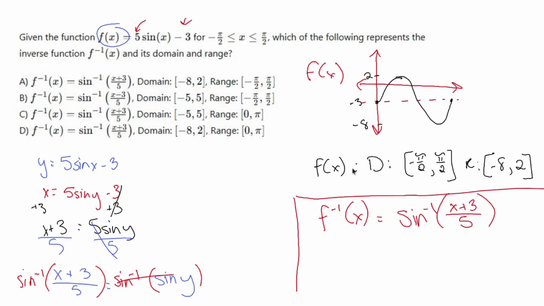Now, when you're given f of x and it has a domain of this and a range of that, swap them. So the domain is now that, and the range is now this. The domain is going to be from negative 8 to 2, and the range is going to be from negative pi over 2 to pi over 2. And after doing all that, it appears that our answer is A.